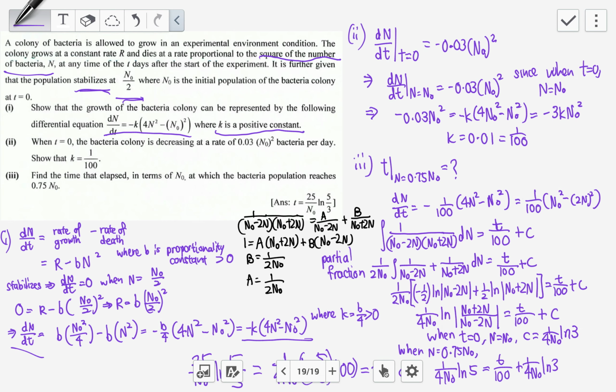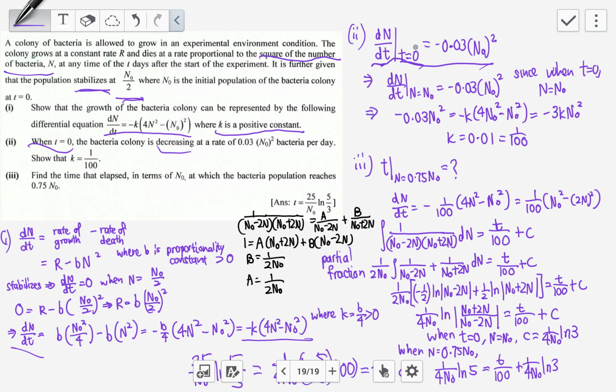Then the next thing is what we do. When t equals 0, the bacterial colony is decreasing at a rate of 0.03 n0 square. We have to change this to a formula, that means written in the mathematical equivalent. So the rate of change of the population is negative 0.03 n0 square, because decreasing, therefore negative, when t equals 0.